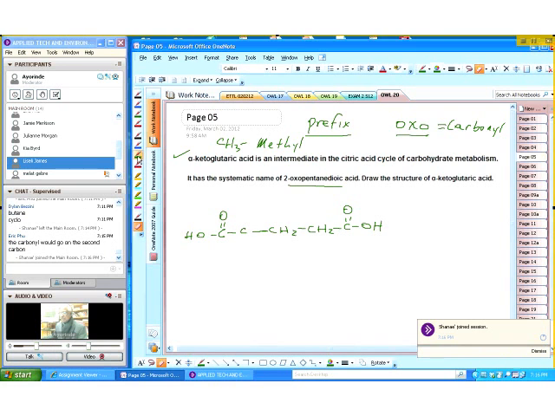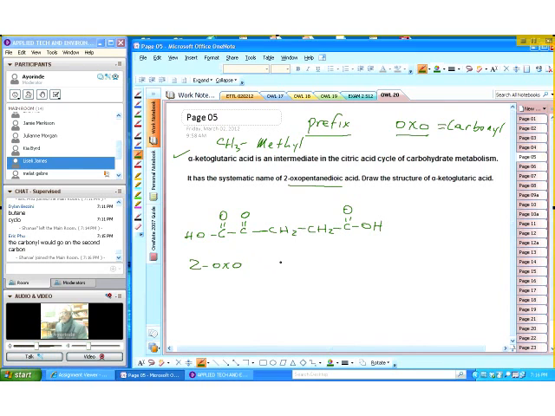So let me write that better. The carbonyl will be right here. Okay, so therefore this becomes 2-oxo-pentanedioic acid. Okay, is that clear? If it is clear to you, give me a happy face.